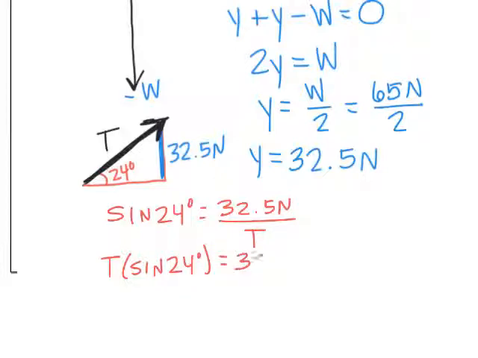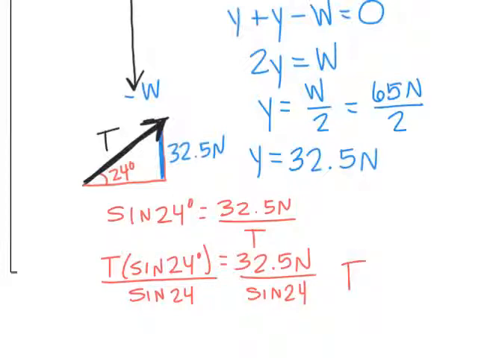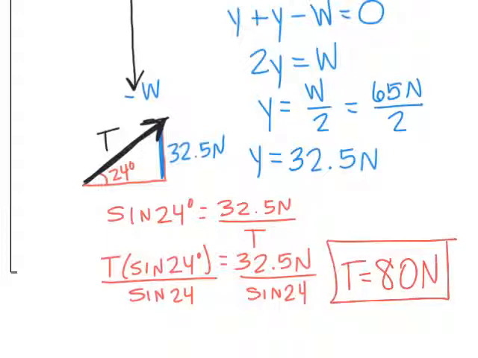Algebraically, we want to make sure that we're solving for the tension, and to do that, once we have cross multiplied, now we're going to divide both sides by the sine of 24. And this gives us a final answer of approximately 80 newtons. So that means in order to support that 65 newton sign, each of these chains on both sides, each one of them is going to have a tension of 80 newtons to support that sign and keep it in equilibrium, which means it's going to be still.